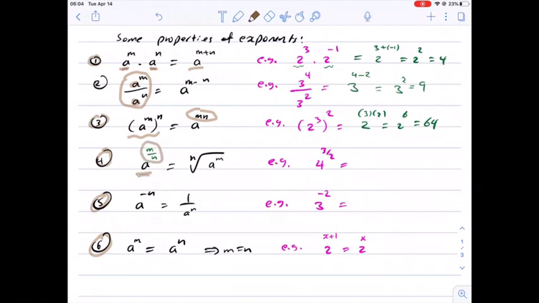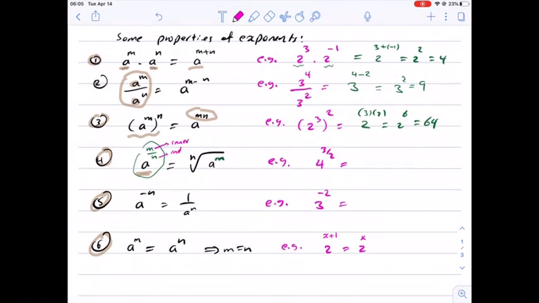If we have a raised to power m over n, now m over n is a fraction. This is the exponent. We want to rewrite this expression or this number a to the power m over n as a radical. So we write it this way: a to the power m under the nth root. So this is the inner power, and this is the index of the root. The index of the root is the number that's written here.